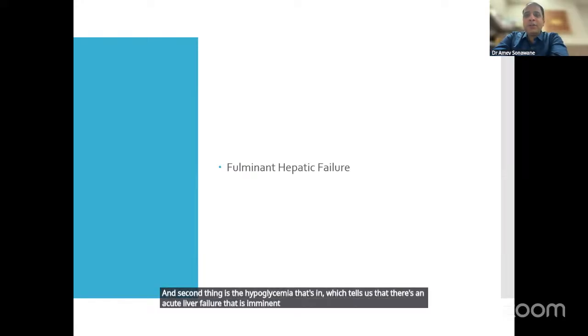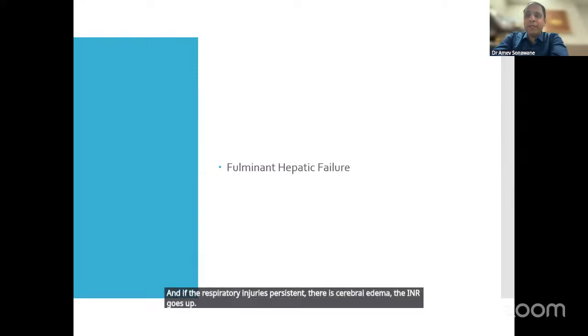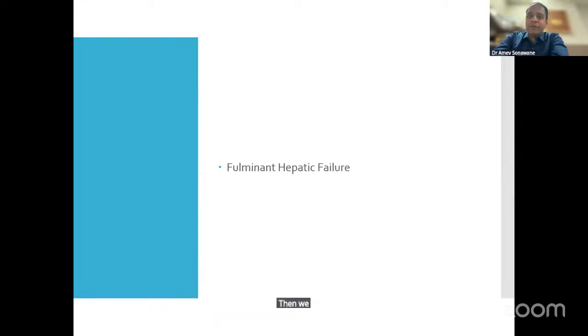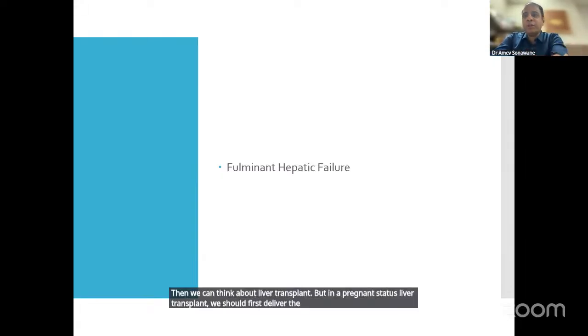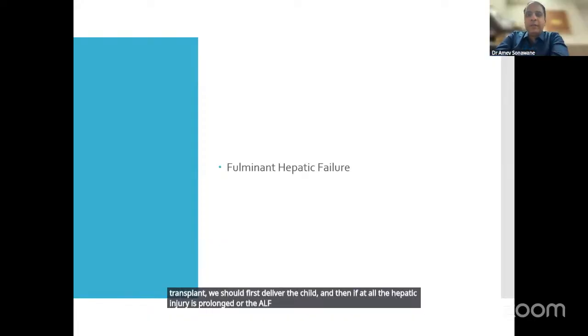So the idea is to deliver the child quickly, and if the hepatocyte injury is persistent, there is cerebral edema, the INR goes up, the patient is encephalopathic, intubated, then we can think about liver transplant. But in a pregnant patient, we should first deliver the child, and then if the hepatic injury is prolonged or the ALF persists, only then think about transplant.